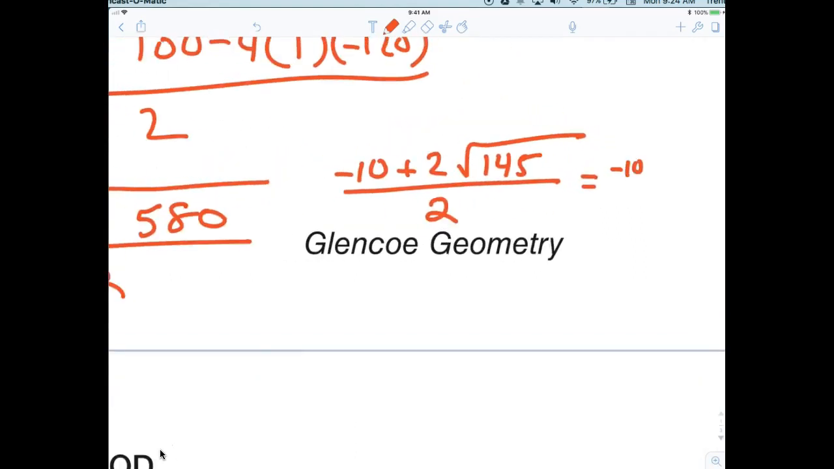Negative 5, radical 175. Wait, why is it negative 5 plus radical 145? Come on now, I need you to review this. Why is it negative? Because we reduced by 2. We divided by 2. Negative 10 over 2. Oh, you divided all of it, and 2 goes into both of them.